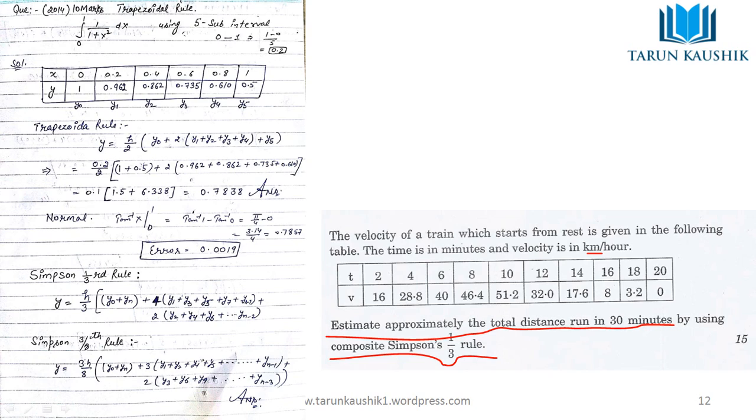I have not solved this question because it can be solved by the same procedure. This x is given, this y is given. Here we would have to calculate, but here it is already given. This y is already given. So this is the 20th minute we are having, but the question is asked up to the 30th minute. We are required to calculate the total distance.